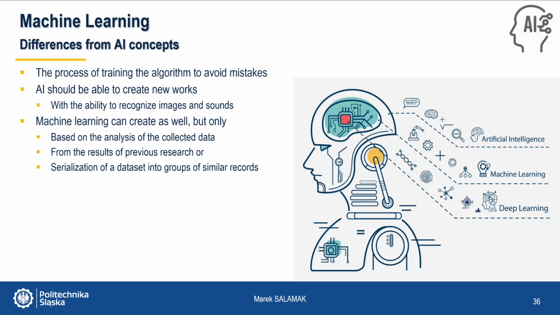According to the assumptions of artificial intelligence, the difference between machine learning and artificial intelligence is that it should have the ability to create new works, new art, including the ability to recognize images and sounds. Machine learning can also create, but always based on the analysis of the acquired data and previous research results, or by prioritizing a data set into groups of records with similar characteristics. It is called clustering. It can be seen that we are still far from achieving the original concept of artificial intelligence.